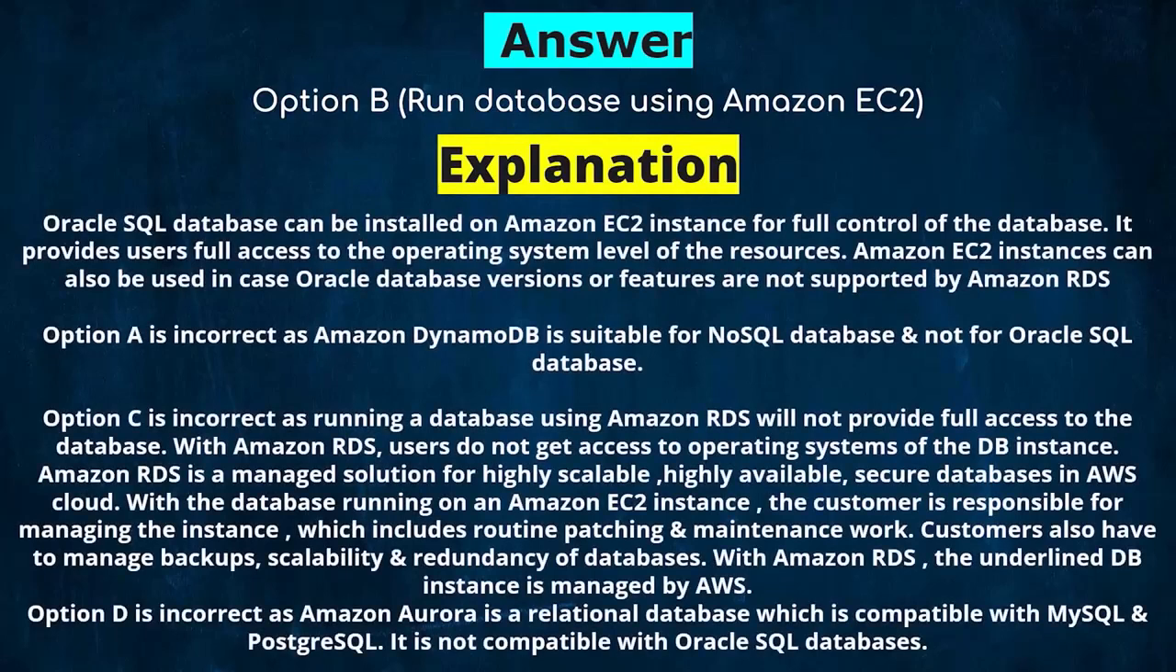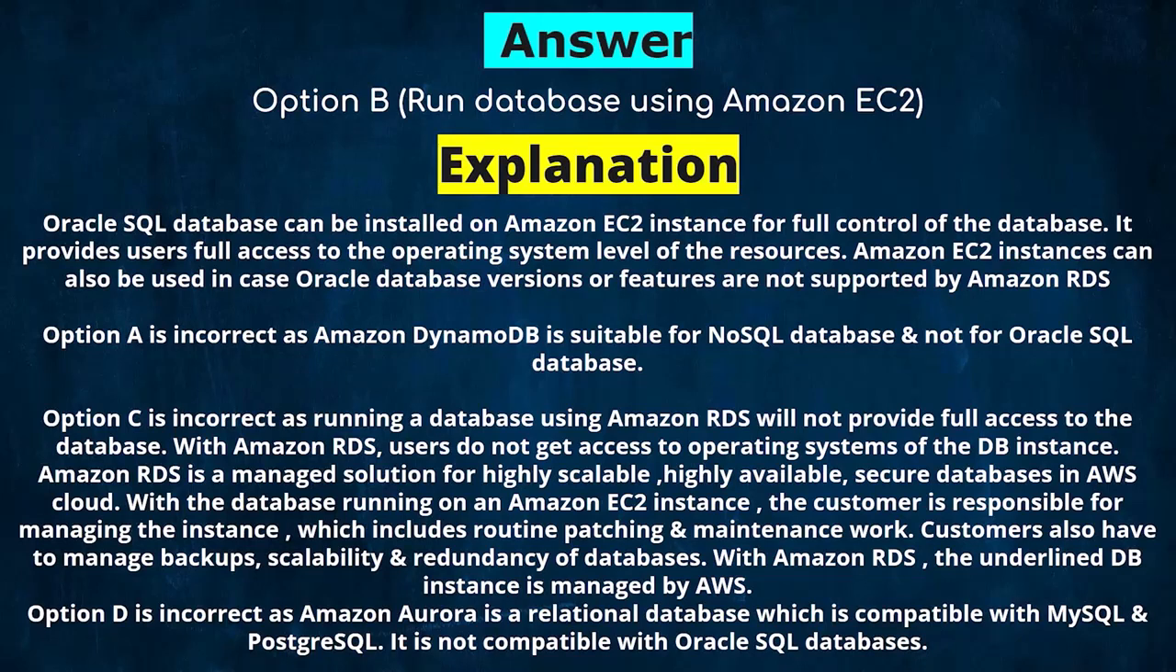Oracle SQL database can be installed on Amazon EC2 instance for full control of the database. It provides users full access to the operating system level of the resources. Amazon EC2 instances can also be used in case Oracle database versions or features are not supported by Amazon RDS.